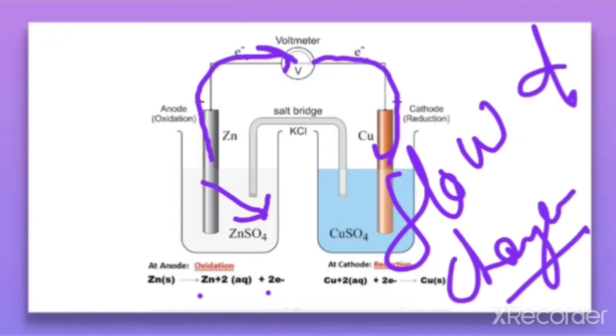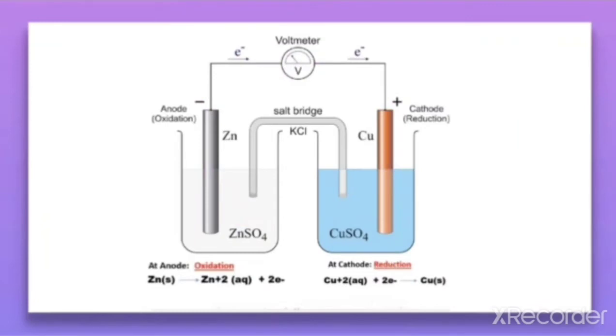So in this way, when it loses the 2 electrons, which flow through the metallic wire and reach the other container, we can say that there is a flow of charges, that is, a flow of electrons is taking place. So we can say that there is a current formation here, that is, chemical energy is converted into electrical energy.